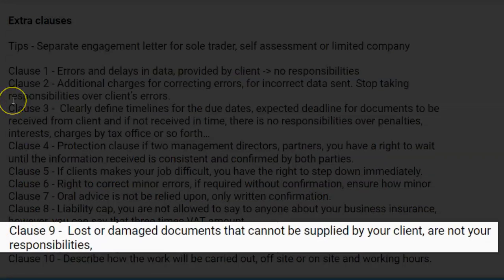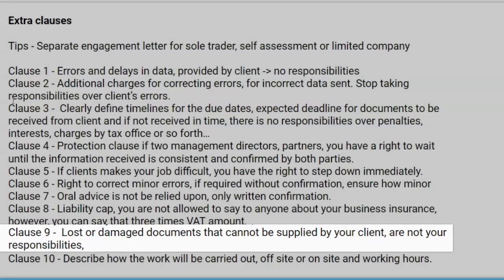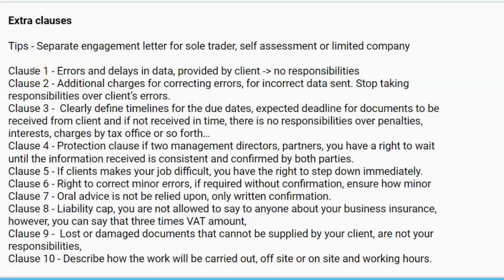So if the documents were not clear, for example, receipts are almost unreadable, or information is not provided at all. For example, the client says it was burned by fire, the laptop was damaged or stolen, lost, there is no backup. Then you have no responsibility if there would be a court judgment. So you'll have a clear explanation, and it's written in your engagement letter.